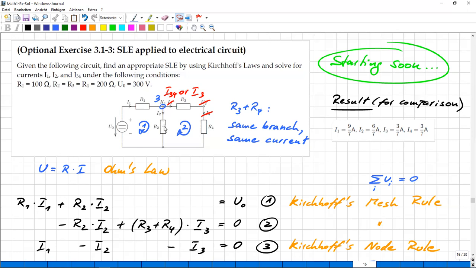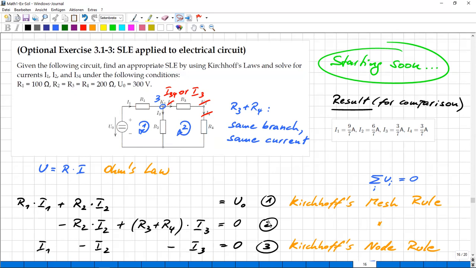Anyway, with this arrow we have minus R2 times I2, then plus R3 times I3, flowing over R3, and then also plus R4 times I3, going on over R4. I can put these in parentheses: R3 plus R4 times I3. And as you see, that's it, because we have no energy source inside this mesh. In the end, that's another correct equation.